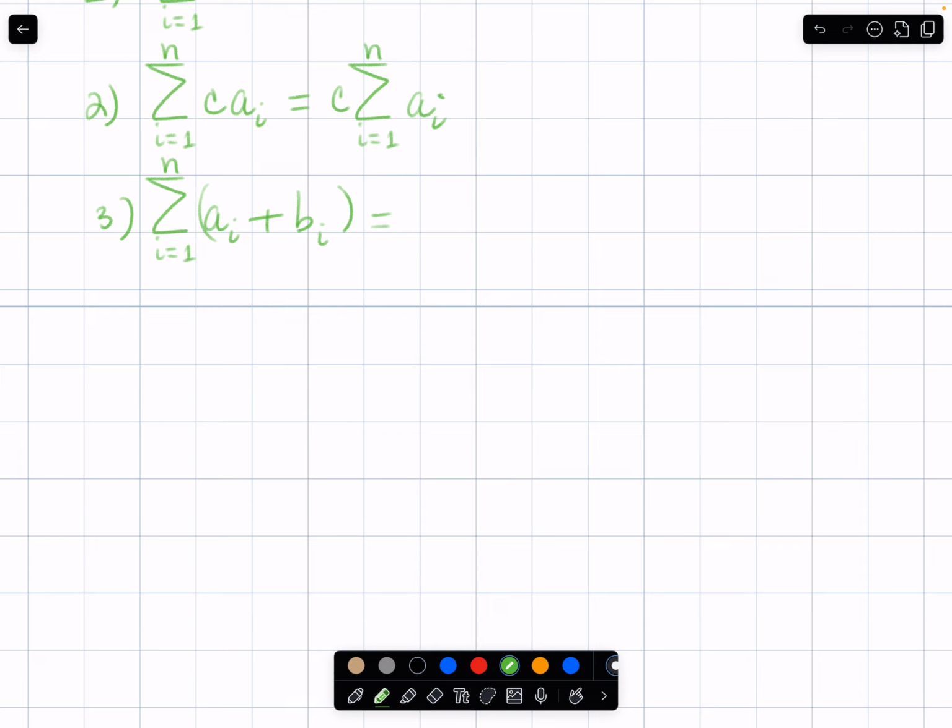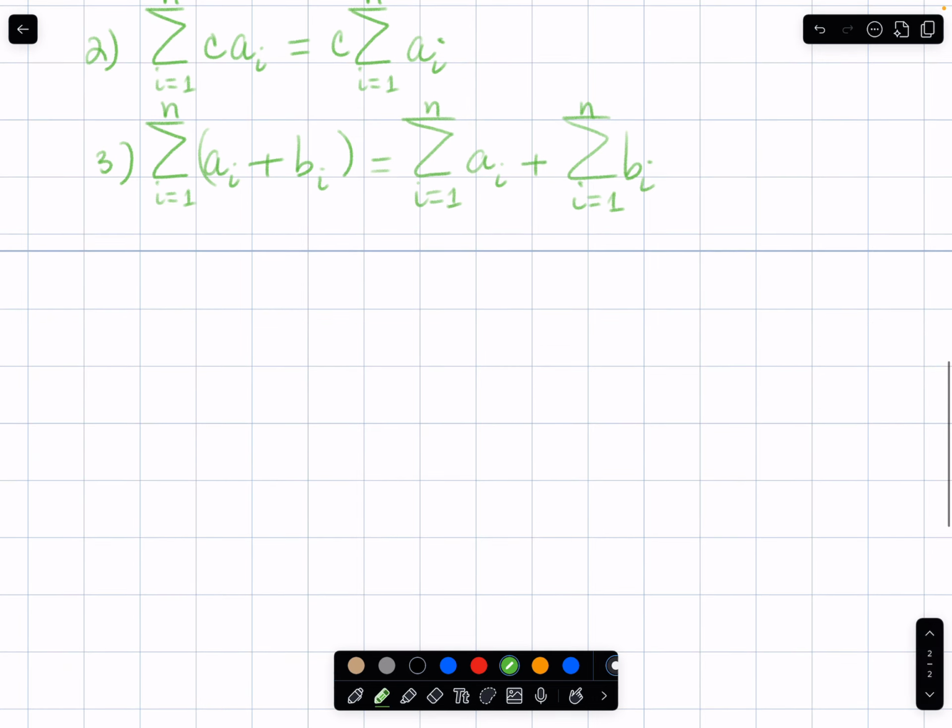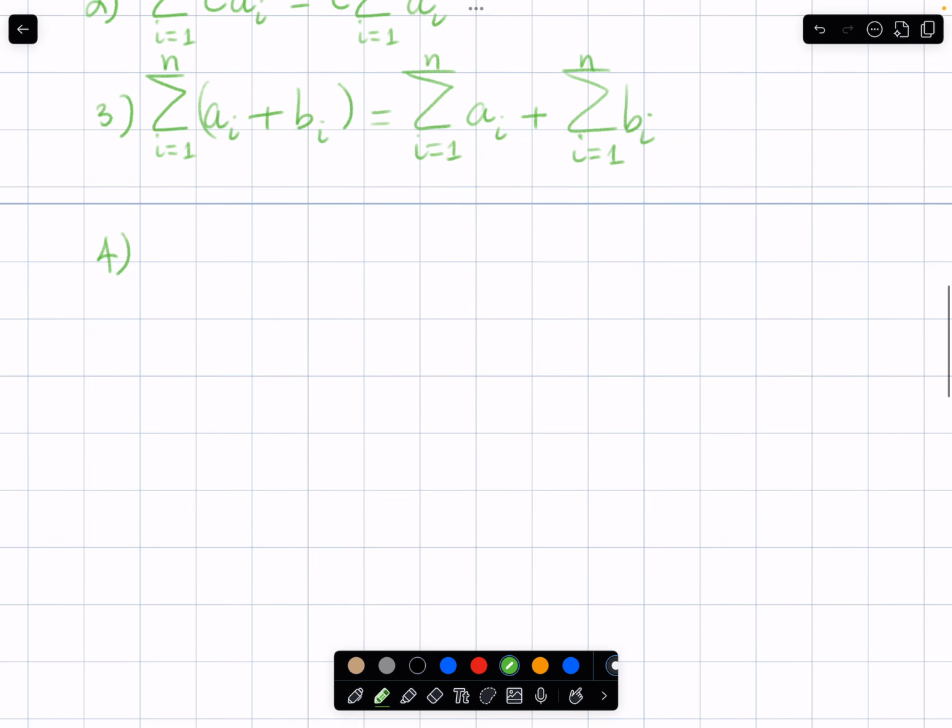When you do that, you can just add them up individually. You can add one at a time, and you still get the same answer, right? You can just separate them out like that, and then you still get the answer. That comes in handy sometimes when you are adding up or subtracting a lot of stuff.